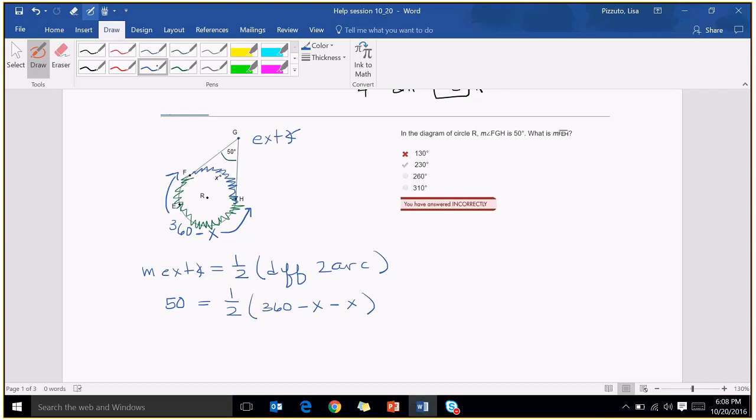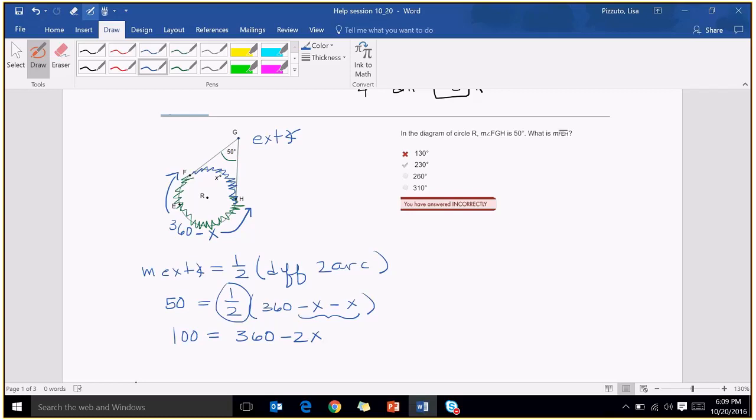Does that make sense? Okay, so to get rid of the 1/2, we just multiply both sides by 2, and we get 100 is equal to 360 minus 2x. And I got that 2x by negative x minus x is minus 2x. Okay. And so then what would I do to solve from here?